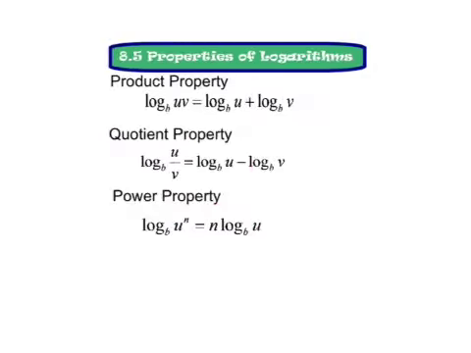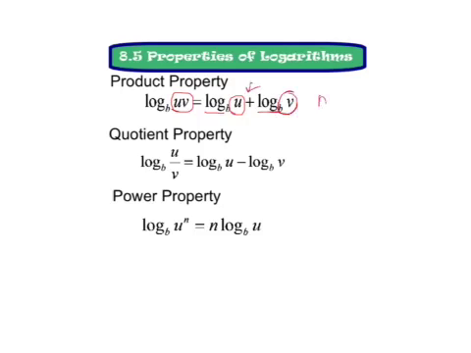Welcome to lesson 8.5. These are some properties that logarithms have. We're going to discuss three properties, the product property, and the product property says this: if we have the log of any base of two things that are multiplied together, then we can split them into two logarithms of that same base, but we'll do log of u plus log of v.